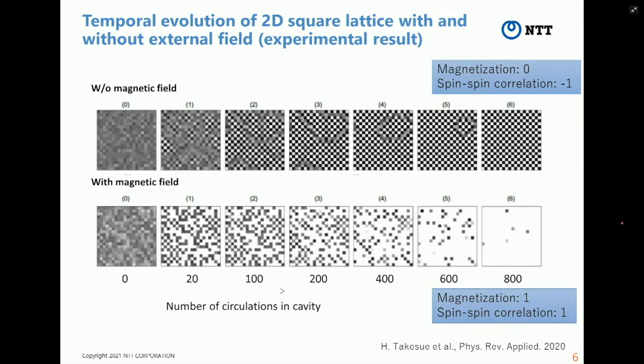This is the experimentally obtained temporal evolution of the 2D square lattice without and with a magnetic field as a function of the number of circulations in the cavity. When there's no magnetic field, which is just a conventional coherent Ising machine, at circulation number 0, the spin configuration is totally random and a very broad pattern is obtained. But as the circulation goes on, we begin to see the formation of the anti-ferromagnetic lattice. At first we see some domain walls, but those domain walls go away. And finally, around 800 circulations, we obtain the ground state. In this final state, the magnetization becomes 0 and the spin-spin correlation becomes -1.